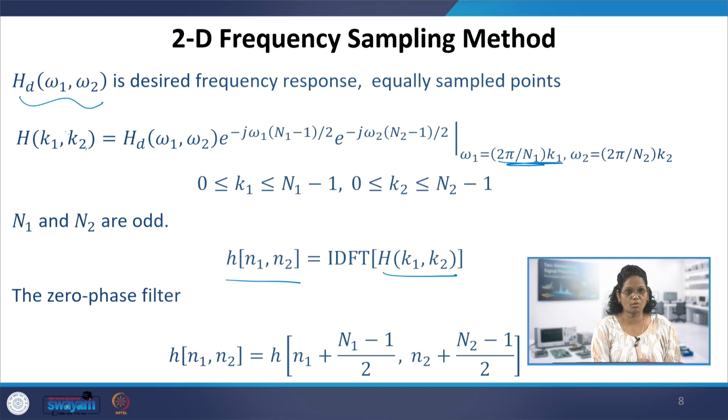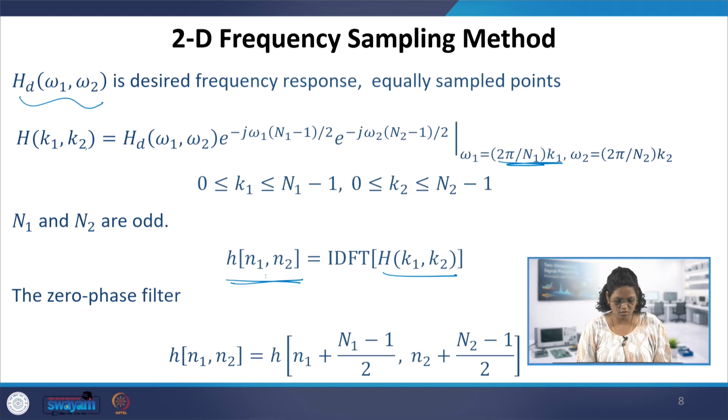The desired response sampled at certain points is H of k1 comma k2. With this, we design h of n1 comma n2, the IDFT of H of k1 comma k2. Moreover, in FIR filters we learned how the linear phase structure helps. The linear phase structure, in 1D and also in 2D, reduces the number of independent terms, so it is easy for the estimation. The more the symmetry, the more the estimation is reduced.